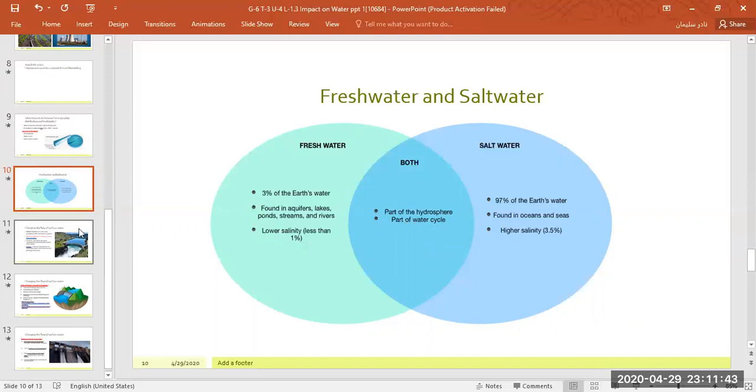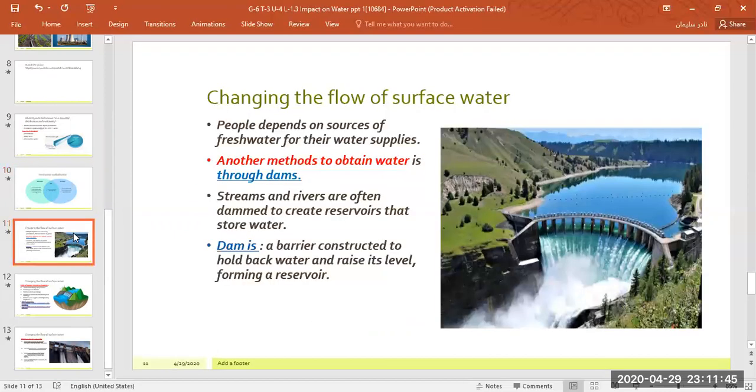Now let's see together how people also use water. People depend on sources of fresh water for their water supplies. They need fresh water for their activities, so they need a source of fresh water. Another method to obtain water is through dams, through construction of dams.